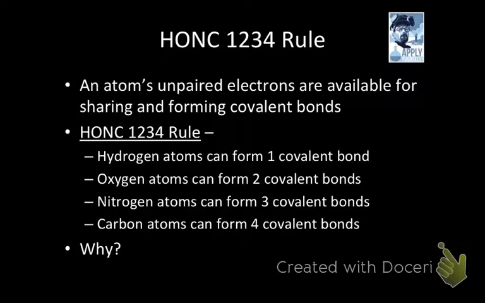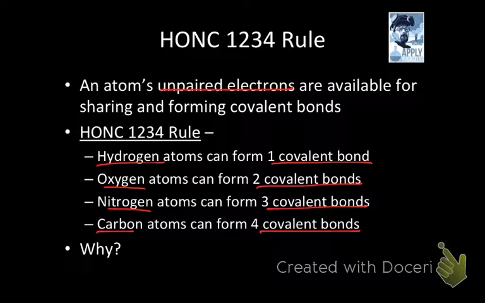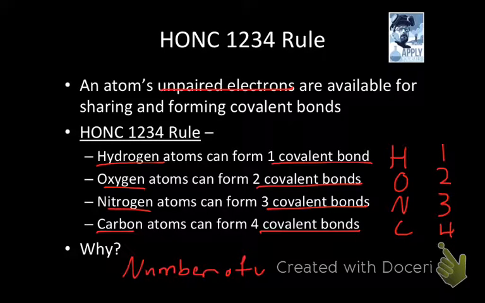So an atom's unpaired electrons are available for sharing and forming covalent bonds. We already talked about that. And there's a bit of a pattern that we talked about a little bit in class called the HONC 1, 2, 3, 4 rule. That tells you that hydrogen can form 1 covalent bond with oxygen, or different atoms, oxygen can form 2, nitrogen can form 3, and carbon can form 4 covalent bonds. That's because that's the number of unpaired electrons that each one of those atoms had. So if you put it in order, hydrogen can form 1, oxygen can form 2, nitrogen can form 3, carbon can form 4. And why is that? Well, just like we've been saying, that's the number of unpaired electrons.